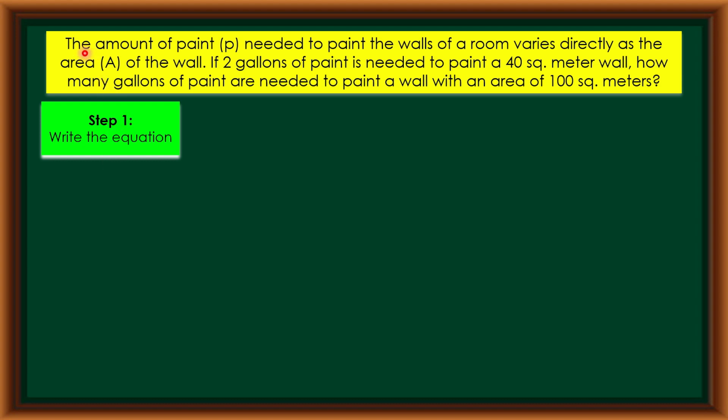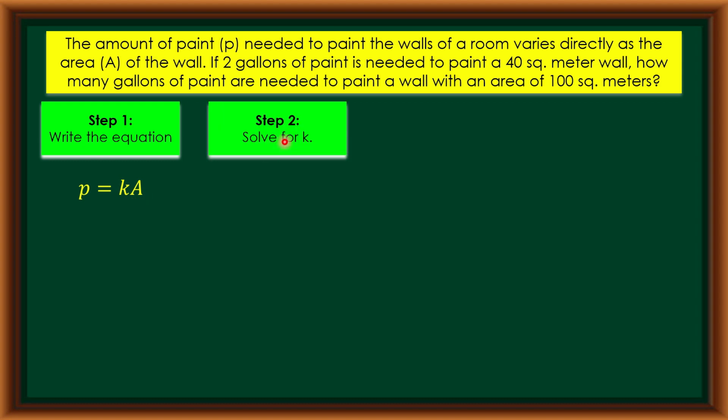We have here: the amount of paint needed to paint the walls of a room varies directly as the area of the wall, in which the first variable is P, while the second variable is A. Therefore, our equation will be P is equal to k times A. And we will use this equation to accomplish step 2 and step 3.